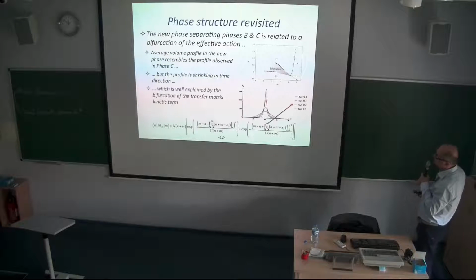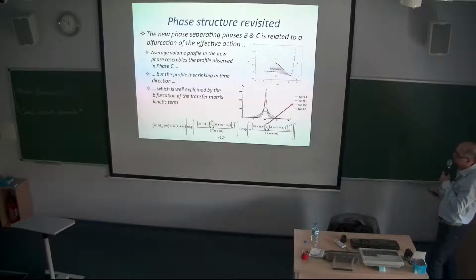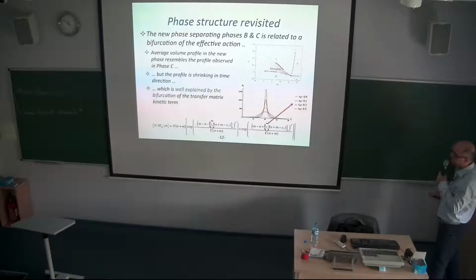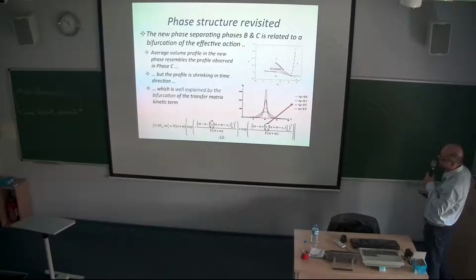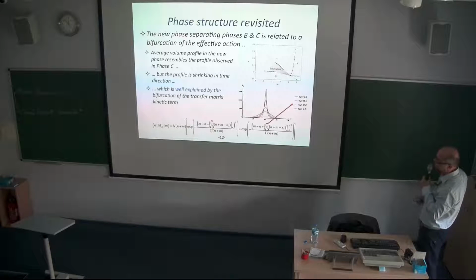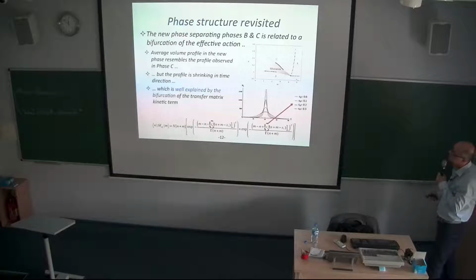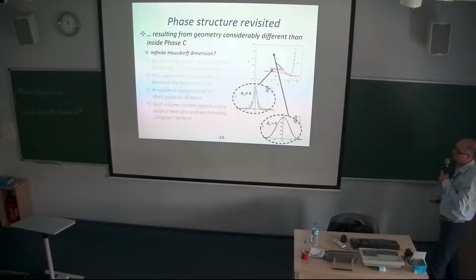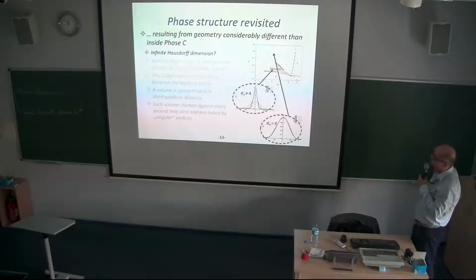And we can explain this shrinking, this tightening in time direction exactly by this form of the effective transfer matrix. So when we make an effective model with such a transfer matrix, such an action, it exactly replicates the data we measure in CDT. But what's more interesting are the geometric properties of this newly discovered bifurcation phase.